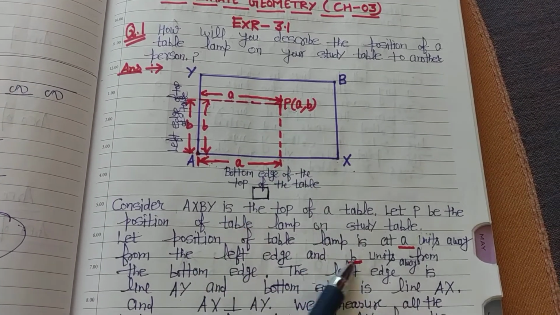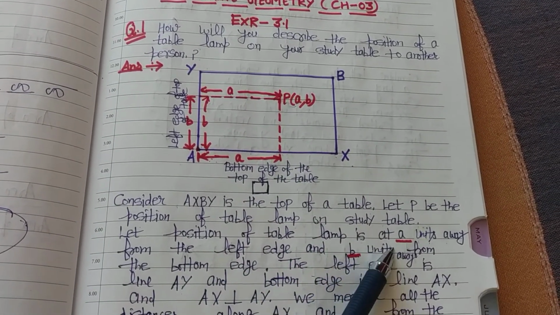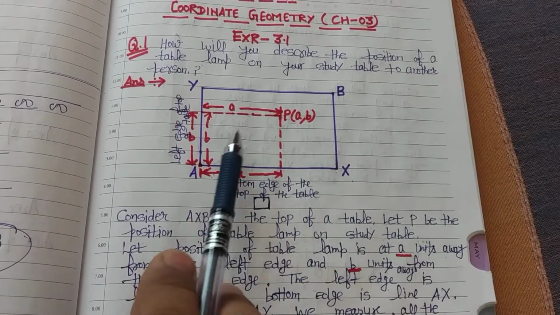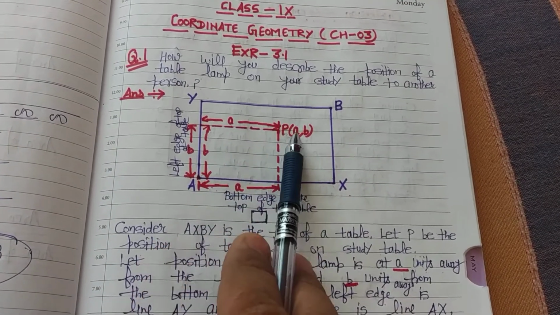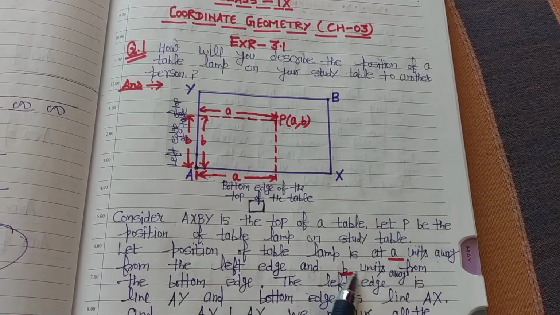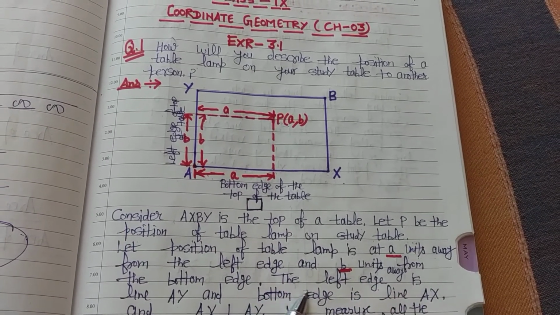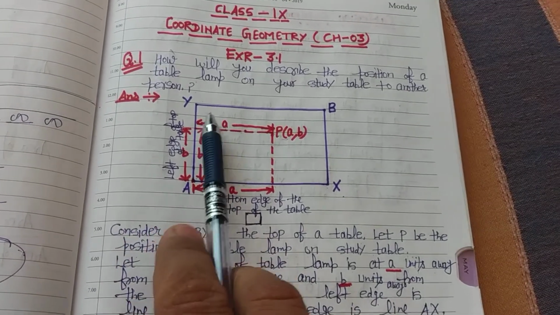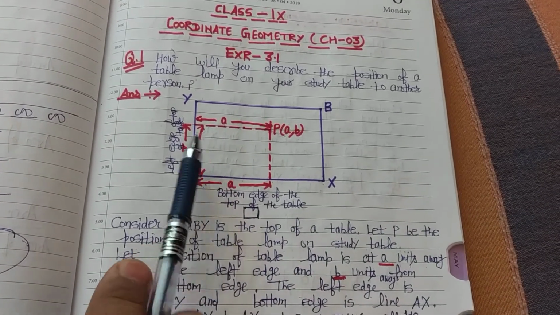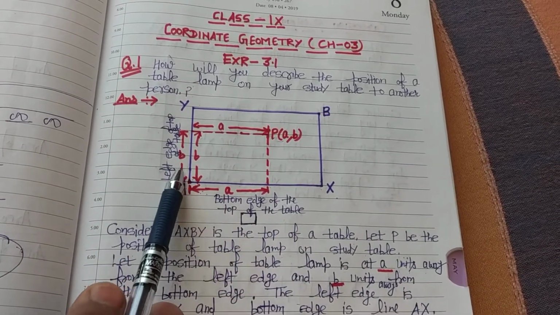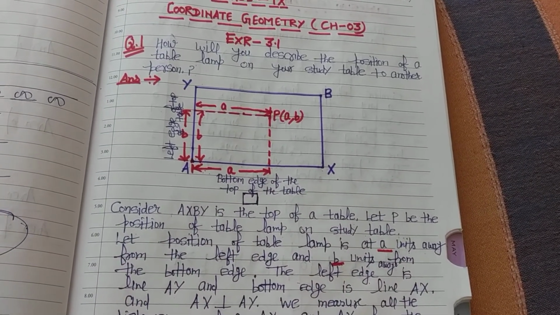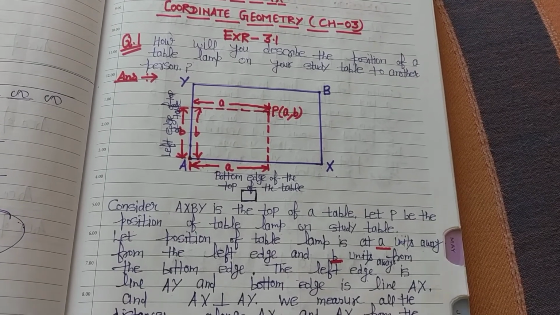This is the position of the table lamp. Let the position of the table lamp be a units away from the left edge. Suppose a and b are numbers here. Suppose it is 5 units away from the left edge, and it is b units away from the bottom edge. The left edge is the line AY, and the bottom edge is the line AX. These two lines are perpendicular to each other because we know that in a rectangle all the angles are 90 degrees. We measure all the distances along AX and AY from the corner A.